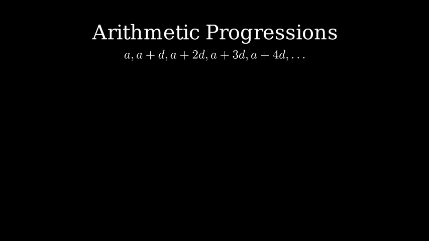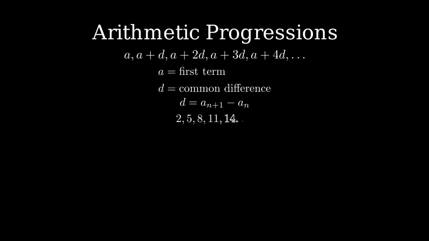Let's establish some key terminology. In an arithmetic progression, we call the first term a and the common difference d. The common difference can be found by subtracting any term from the term that follows it. For example, if we have the terms 2, 5, 8, 11, and so on, the common difference would be 3, since each term increases by 3.